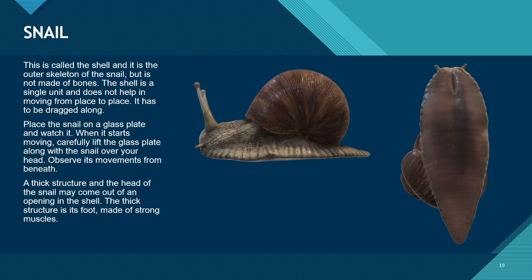Place the snail on the glass plate and watch it. When it starts moving, carefully lift the glass plate along with the snail over your head. Observe its movements from beneath. Okay, a structure and the head of the snail may come out at the opening of the shell. The thick structure is its foot made up of strong muscle. First, this head will go inside the snail or inside this skeleton, and then again it will come out. So in this way the snail will move forward.